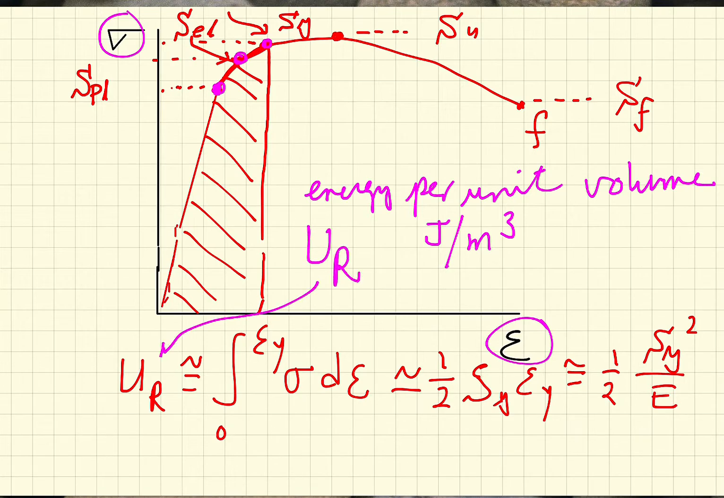I can calculate the modulus of resilience as the integral from 0 to epsilon yield of sigma d epsilon, which is approximately equal to the area of the triangle, 1/2 the yield strength times the yield strain. And if we ignore the differences between the location of these 3 points, so that the yield is essentially the same as the proportional limit, you can make this approximation as 1/2 times the yield strength squared over E.